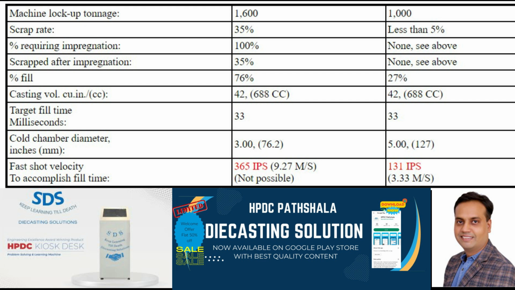die caster. If we summarize this case study, by continuously evaluating and optimizing the casting process, die casters can achieve remarkable results. This case study demonstrates the importance of considering unconventional approaches, such as using a large cold chamber in a smaller machine to achieve significant improvements.